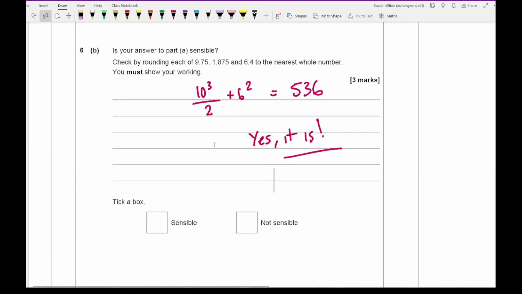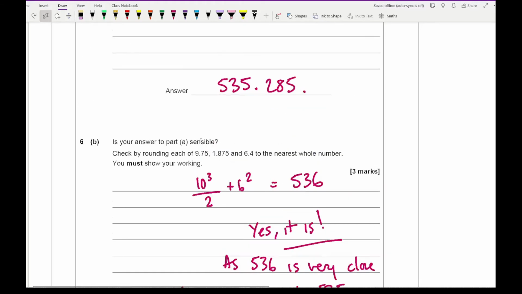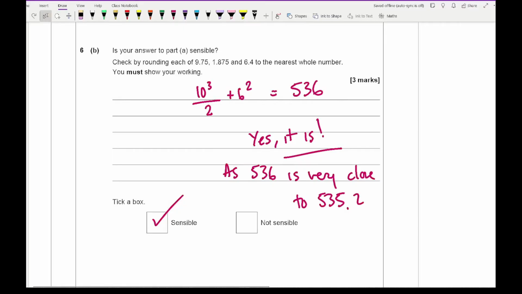Now in terms of, we do need to actually tick, so go for sensible. And again, the reason for this, for 3 marks, I would say that's pretty generous. So for this, you could say 536 is very close to 535 point, the answer 285, and that should be the icing on the cake for that one.